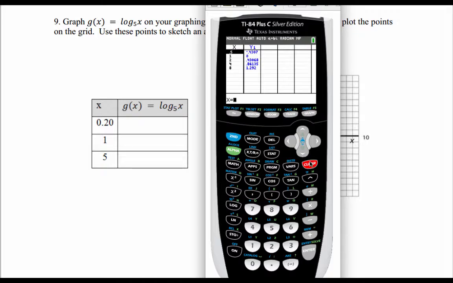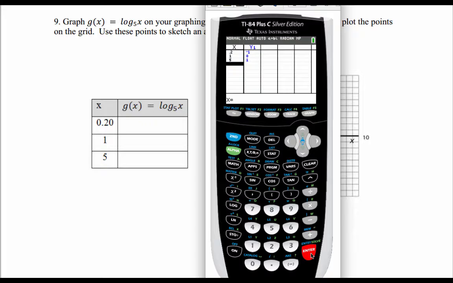Let's clear out any of the craziness from last time. Actually, delete is what I wanted to do, right? Delete, delete, delete. There we go, much better. Okay, so I'm going to put in 0.2. Going to put in a 1. And I'm going to put in a 5. And we get back -1, 0, and a 1.